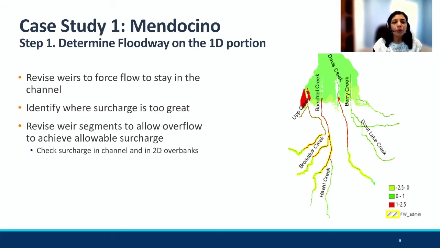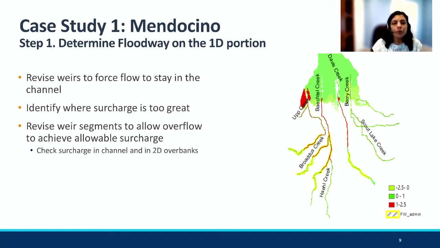In order to determine floodway on the 1D portion, the weirs were revised for each stream of the Mendocino network to force flow to stay within the channel. This was done by revising the weir coefficient to 0, which resulted in no flow to the 2D area and only 1D channel flow was allowed. As you can see in the image, we then evaluate the difference in water surface elevation with overflow versus no overflow condition. The surcharge greater than 1 is shown in red in this figure.